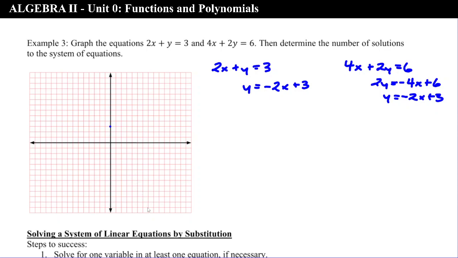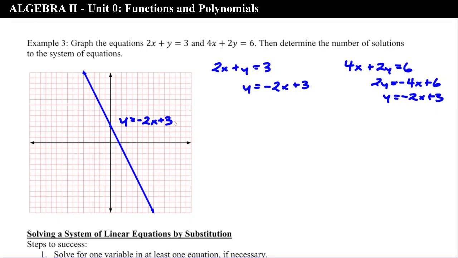And I'm just going to go ahead and plot a point over here. And we're going to go up and back 1, up 2, back 1, up 2, back 1, up 2, back 1, up 2, back 1, just until we get to the edges of our graph. And we are going to draw the line of our graph through. And this is the graph for y equals negative 2x plus 3.